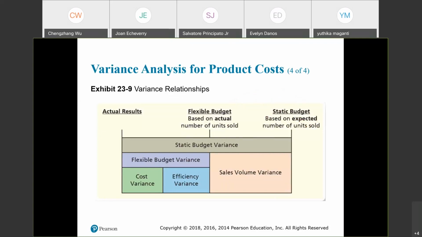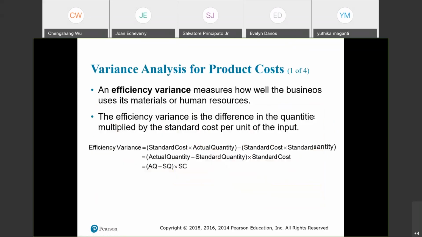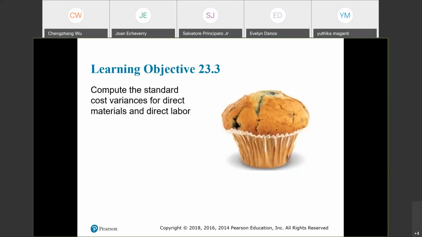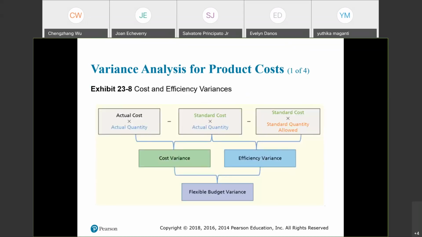The difference between the flexible budget and the static budget is that you have to learn about the standard. In the flexible budget, there is a standard, and according to that standard, you need to figure out what causes the variance.